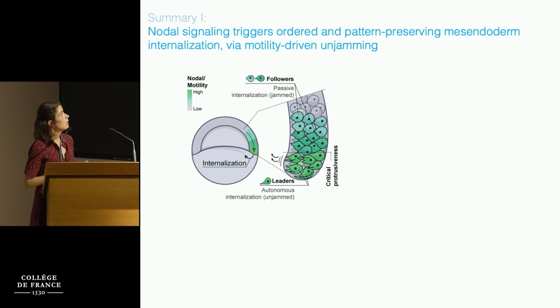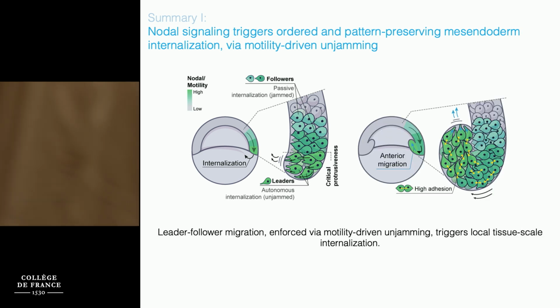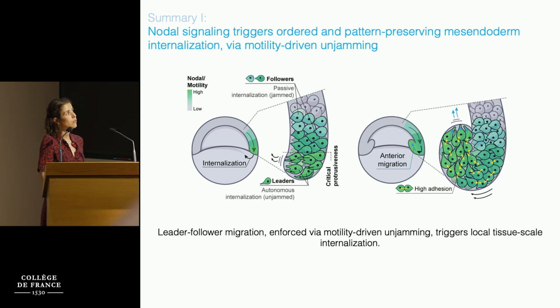So basically, as a brief summary, what I've shown you so far is that this nodal signaling gradient that we know very well to be patterning this tissue is also encoding a motility gradient within the mesendoderm, and that cells with very high nodal signaling levels will be able to start moving and trigger tissue scale unjamming that is driving the internalization of a large fraction of the mesoderm over time.